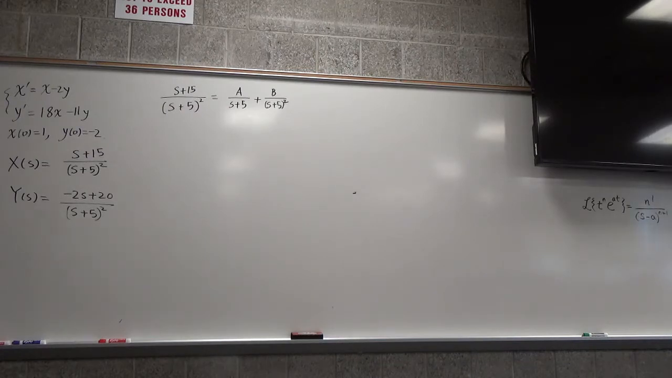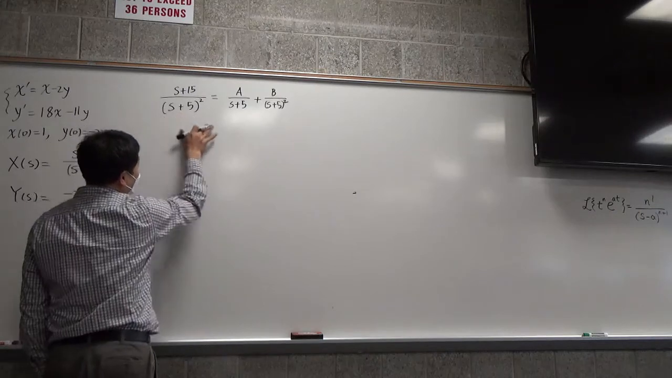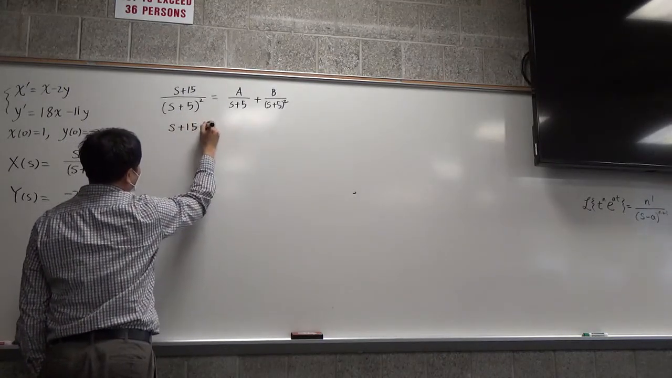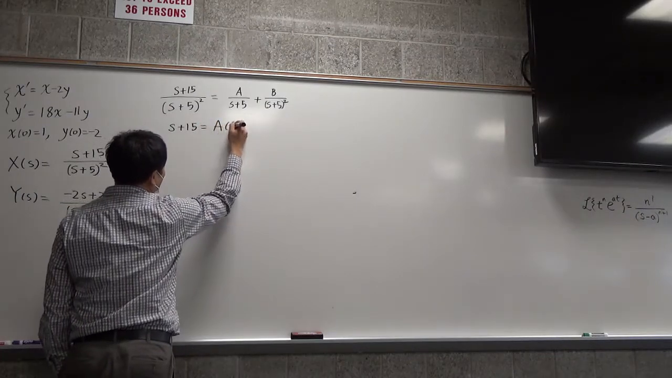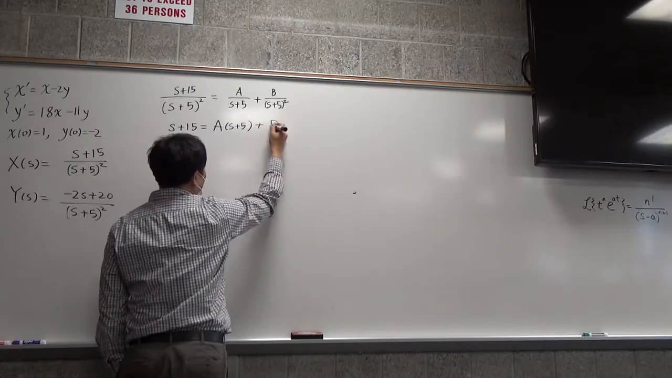And we have to find out what a and b are. And how do you do it? You multiply the denominator to the other side. You get s plus 15 equals to a times s plus 5 plus b.